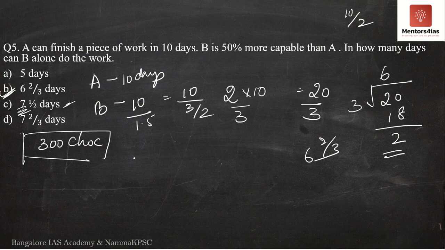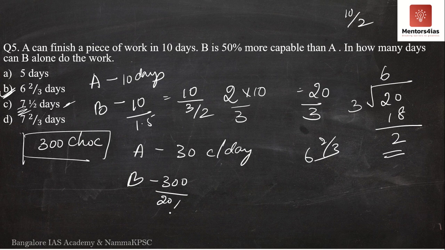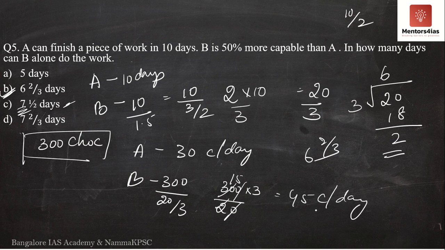If the work is 300 chocolates and if A can eat 300 chocolates in 10 days, how many chocolates per day? 30 chocolates per day. B can eat 300 chocolates in how many days? 20 by 3 days. So what is this? 300 by 20 by 3. I take 3 to the numerator. What do I get here? I get 300 into 3 divided by 20. So 2 15s are 30. 15 threes is what? 45 chocolates per day.